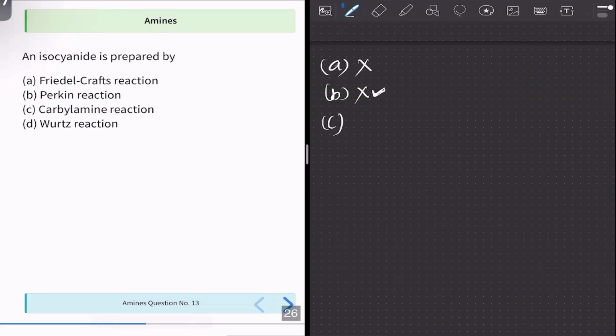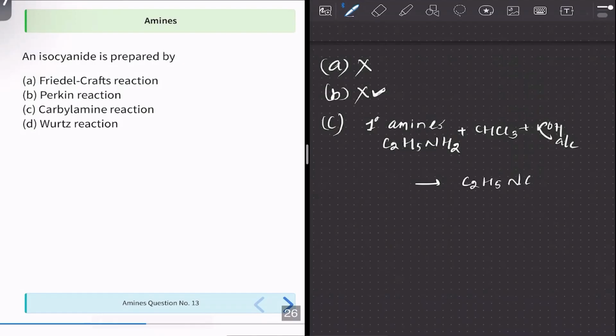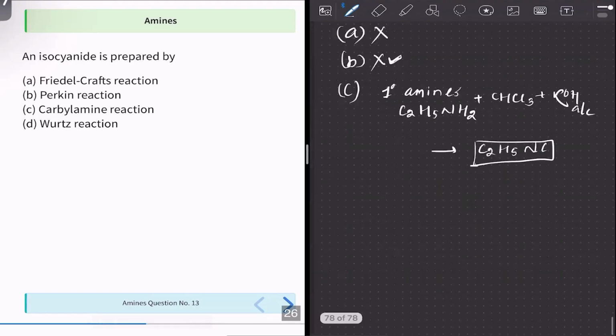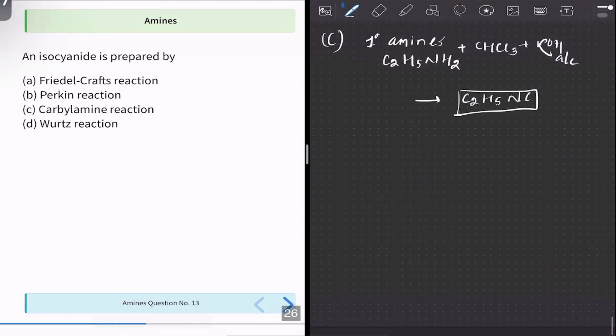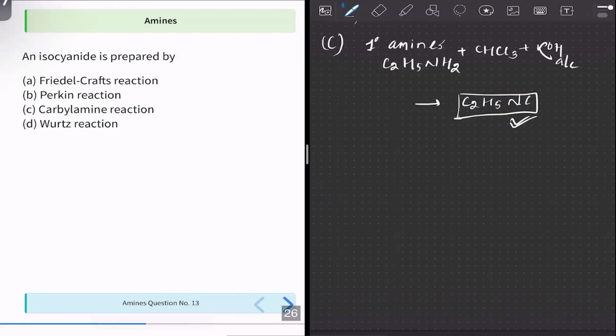Okay, so carbylamine reaction is giving isocyanide. How? The primary amines. Let's take an example of C2H5NH2 reacting with CHCl3, that is chloroform, and alcoholic KOH, to give C2H5NC, an isocyanide. Got it? So primary amines will react with CHCl3 in alcoholic KOH to give this isocyanide structure. So carbylamine reaction is the method of preparation for isocyanide compounds.